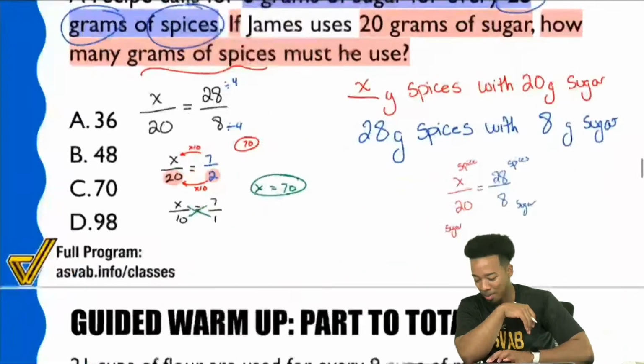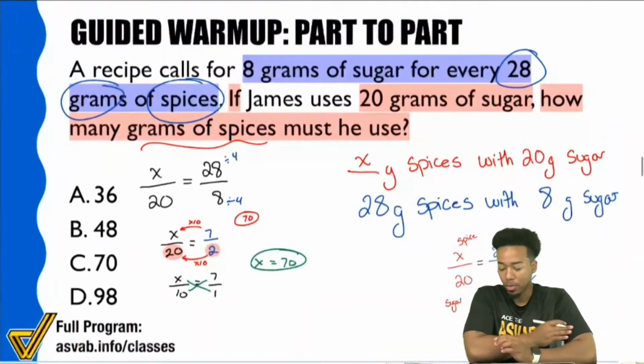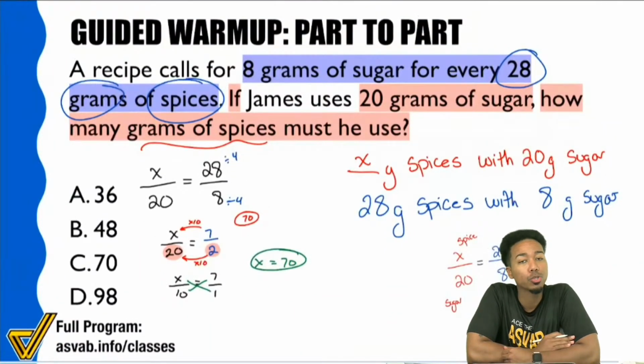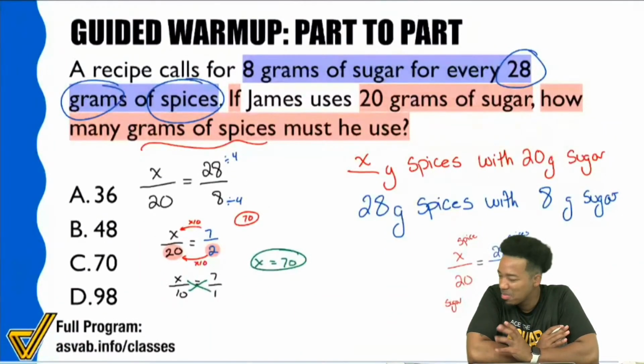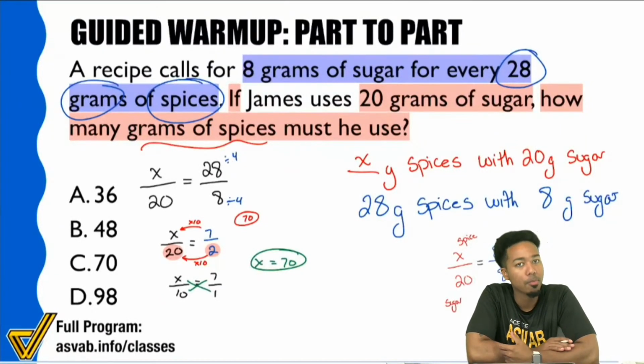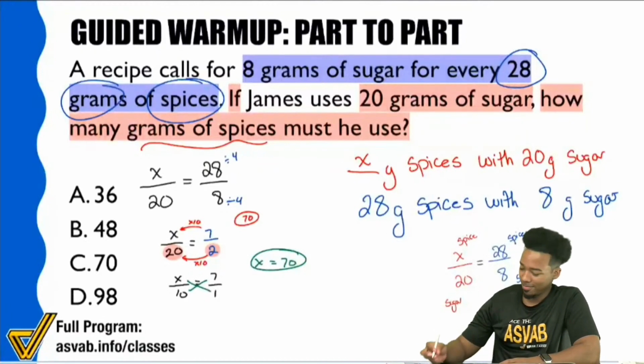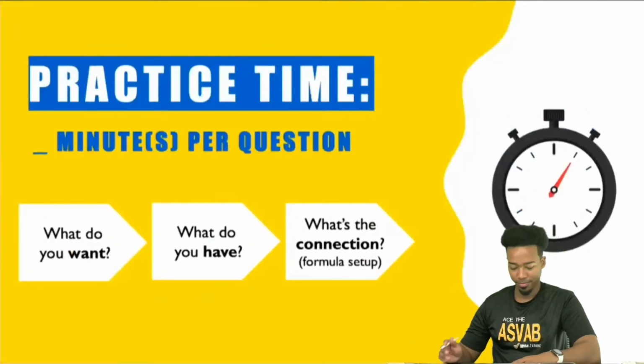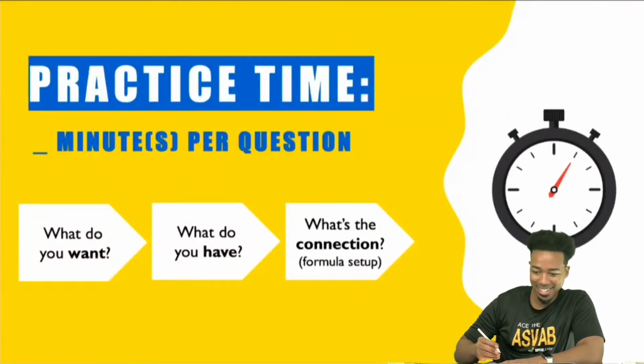But there we are, my party people. That is the first one. Would you guys be willing to try a problem similar to this one, where you have to set the proportion up and solve it? Would you guys be willing to try one out? All right, sounds good, guys.